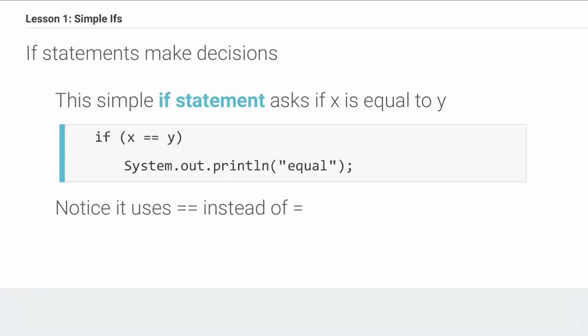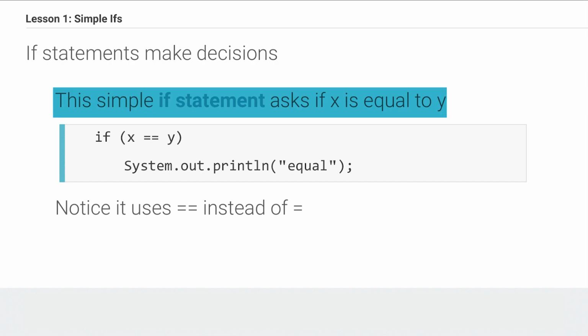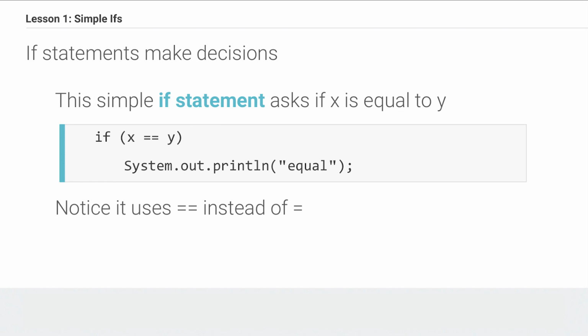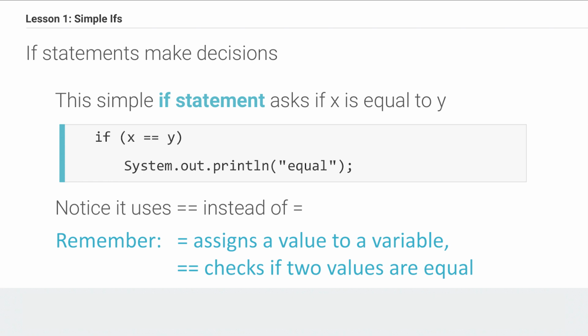So as we said when we were looking at the code, we use if statements to make decisions. This simple if statement is asking if x is equal to y. Notice when we're asking if something is equal, we use two equal signs. That's a little unusual in programming. So if x is equal to y, it's going to print equal. And again, be very careful. Java will actually give you an error if you try to use one equal sign.